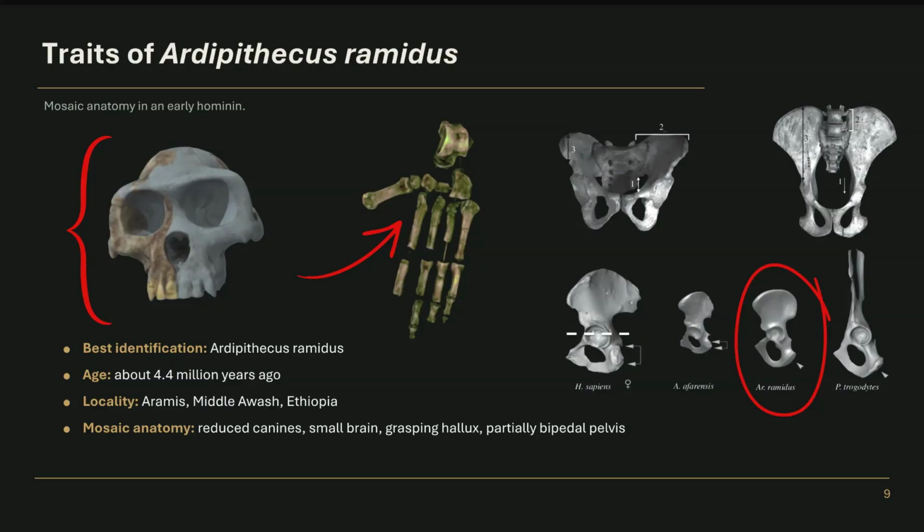It shows us that hominin status does not require obligate or even habitual bipedality, and early hominins may preserve derived dental and pelvic traits alongside primitive cranial and pedal traits.